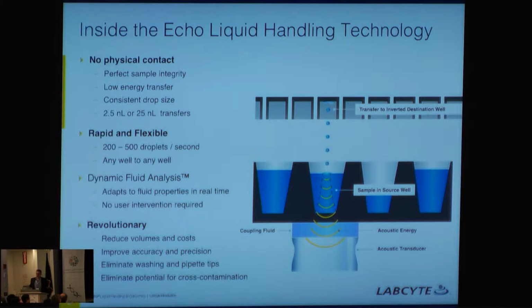What our instrument does is use acoustic energy, which converges at the air-liquid interface to form a mound of fluid. And from that mound of fluid, depending on the instrument, we are able to generate 2.5 or 25 nanoliter droplets with high precision and accuracy. And so with our machine, you can move from any source containing your sample to any destination without ever touching the fluid.